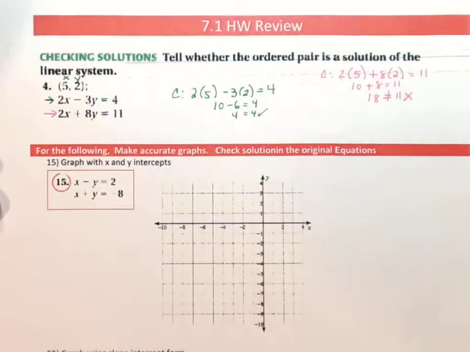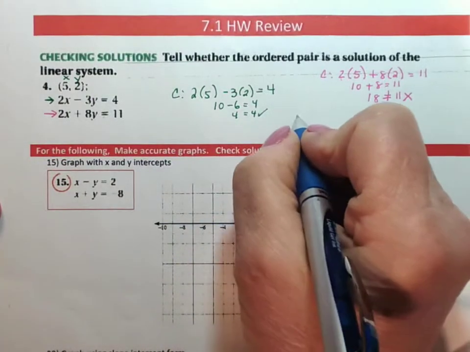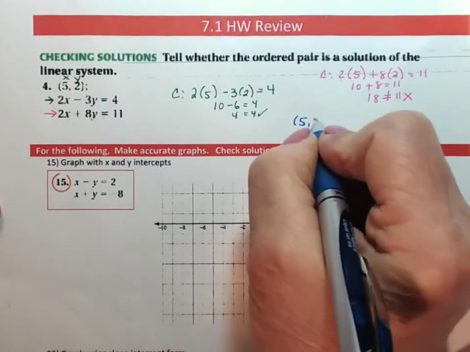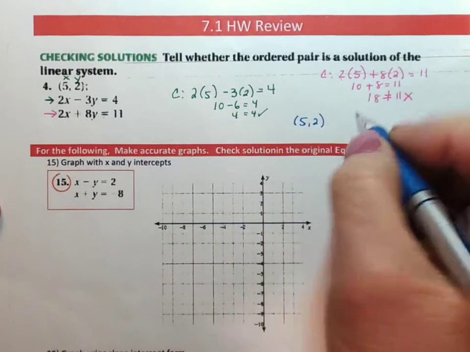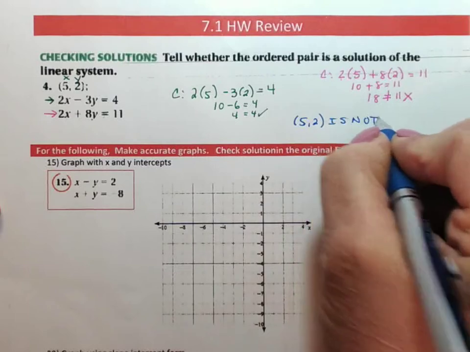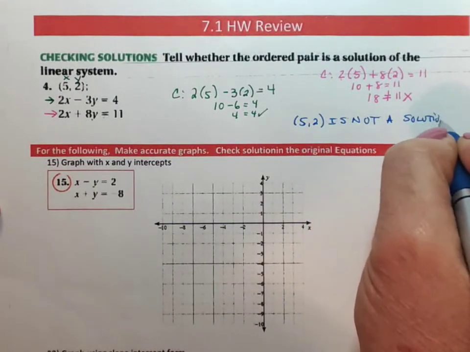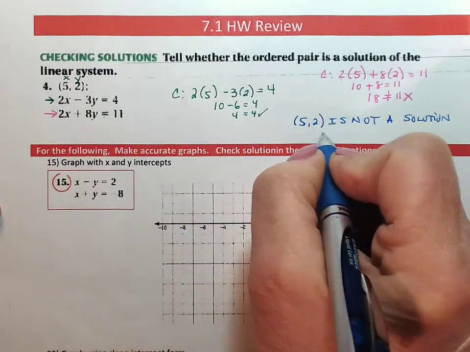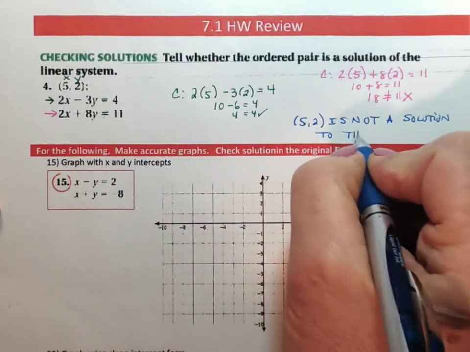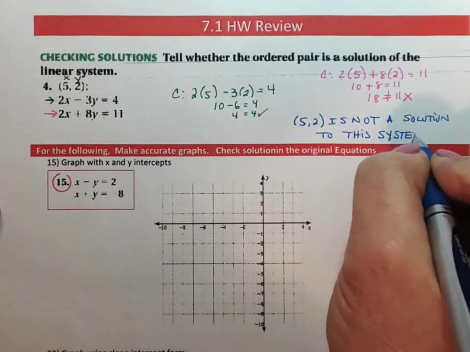So what that says is the point 5, 2 is not a solution to this system.